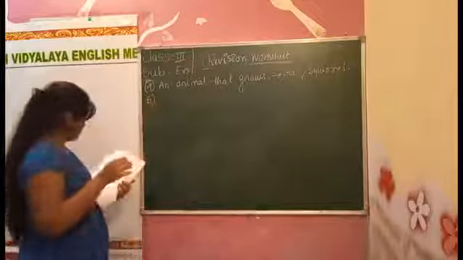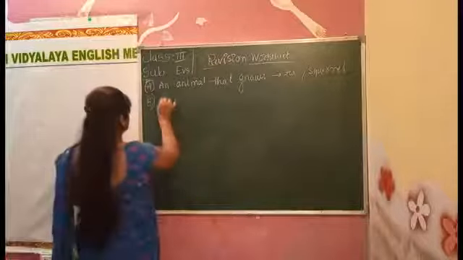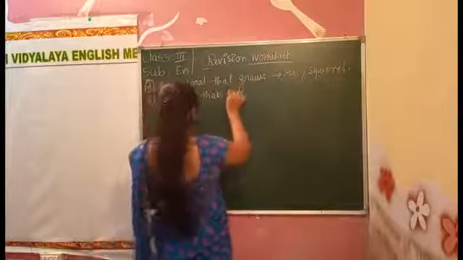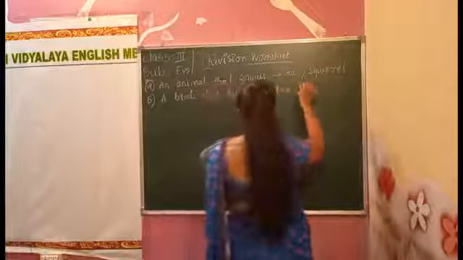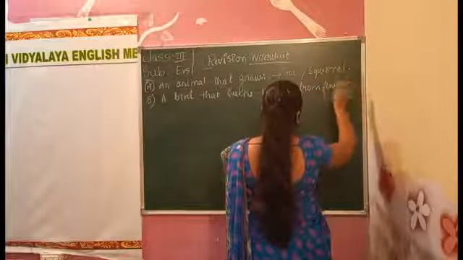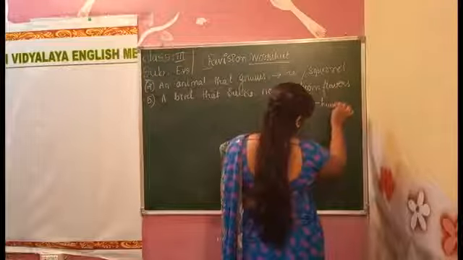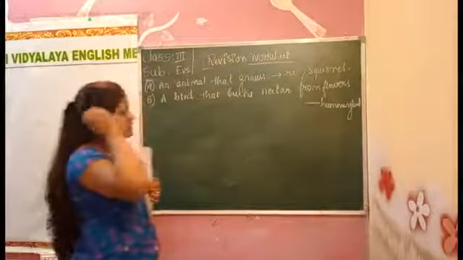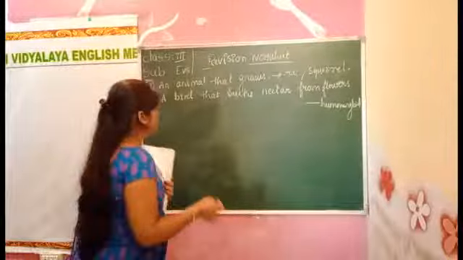Fifth one. A bird that sucks nectar from flower. Which is that, children? Hummingbird. It is like a small bird. It has a small beak, and it takes the nectar from the flower and moves from one place to another place.